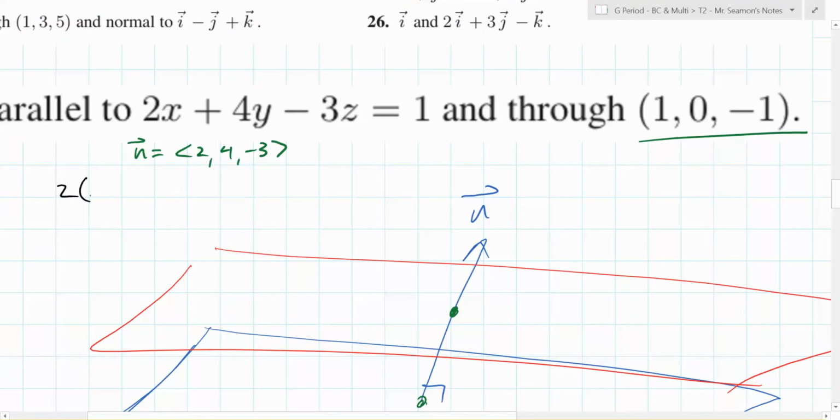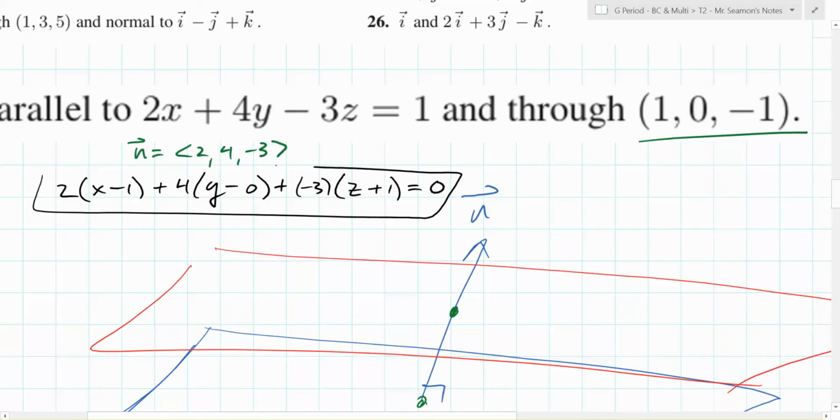2 times what? X minus 1 plus 4 times y minus 0 plus minus 3. Sorry, I'm writing the wrong number. There's that switch I told you about. Minus 3 times what? Z, not x. Z plus 1 equals 0.